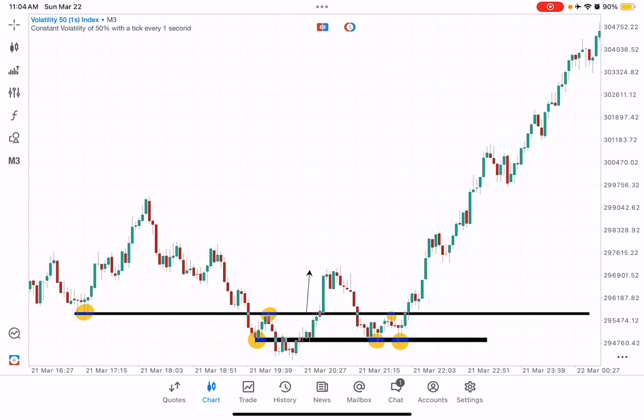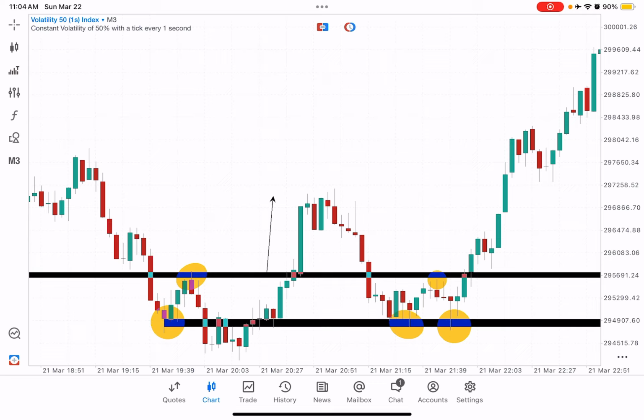And this is the chart breakdown, and yeah, this is it. You all have a good day.